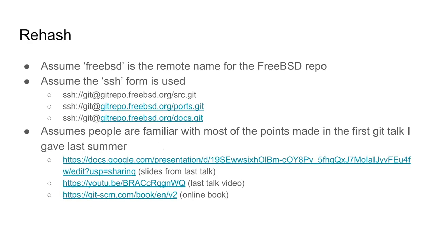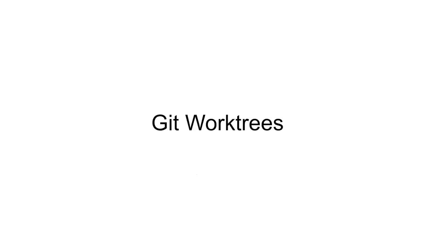I'm going to assume that you saw my first talk. I have links in this talk to my slides and the last video. I'm also going to assume that you have FreeBSD as the remote name for the FreeBSD repository. All of our examples in the handbook use that, and I used that in my first talk. I'm also going to assume that you're using the SSH form if you're pushing anything. In order to push something into our repository, you need to have SSH access to it, and that's how we accomplish changes to the repository.